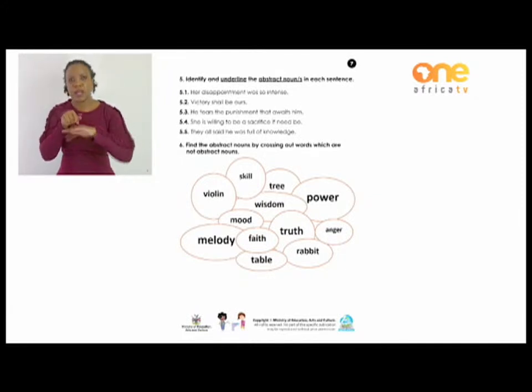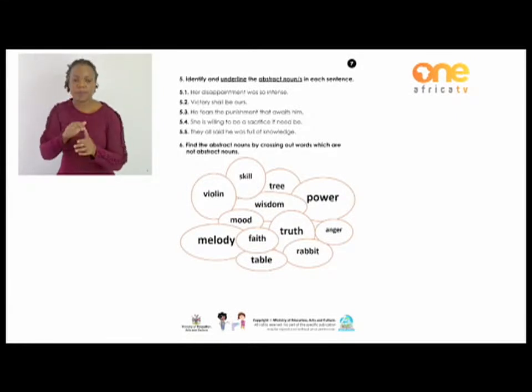The next one is activity 6, which says, find the abstract nouns by crossing out words which are not abstract nouns. Make sure you take note of the instruction there. So what you are going to cross out are words which are not abstract nouns and leave the abstract nouns alone. All right?